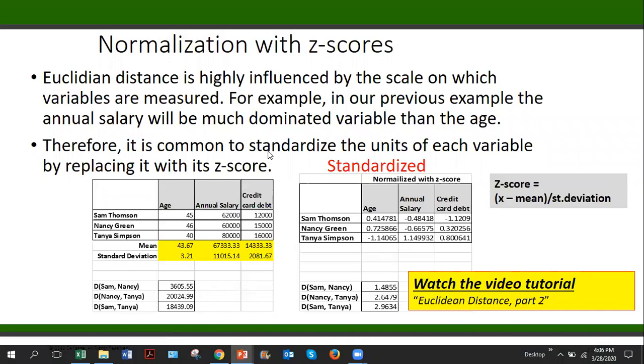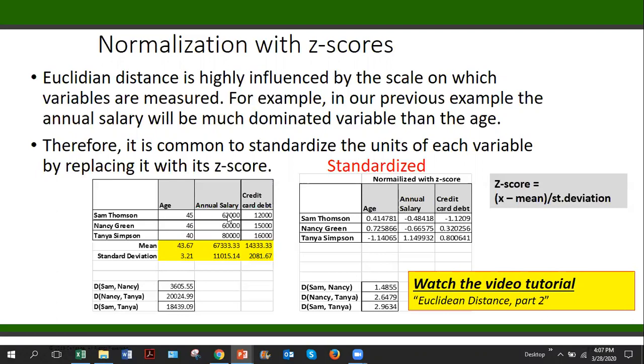Now, if you look at the numbers here, the value of age is 45, 46, 40, very small numbers compared to annual salaries, which are in thousands. And that's why in this case, the values are in very different ranges and scales. Therefore, the annual salary will significantly dominate the age in our calculations.